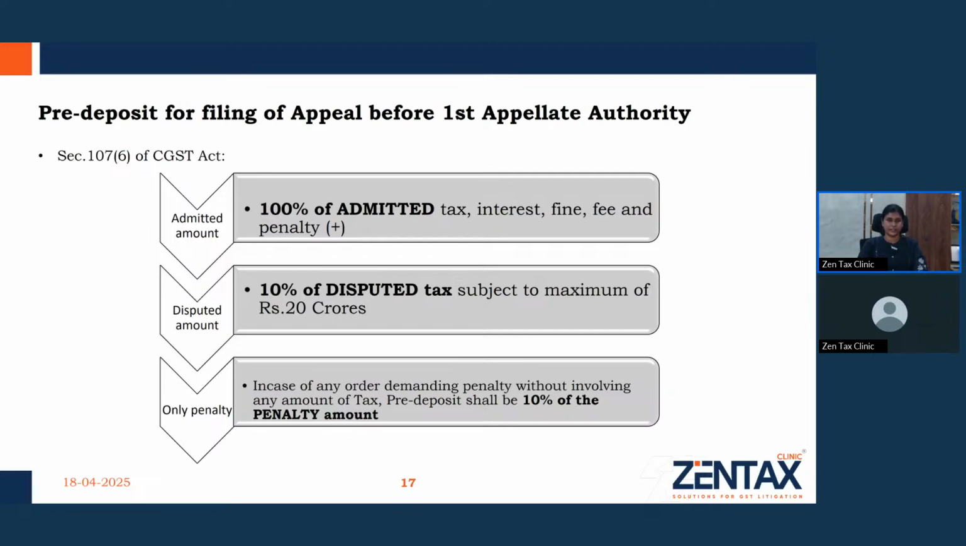In case of any order demanding only penalty without involving any amount of tax, pre-deposit for such order shall be 10% of the penalty amount. This is a new amendment which is brought by this Finance Act.